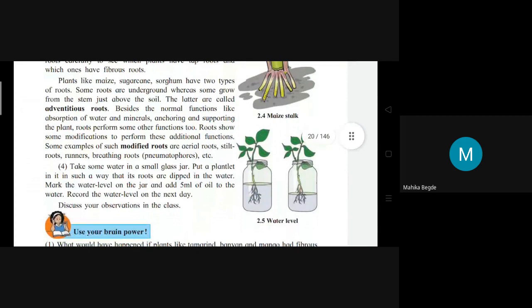Then we have learned about the adventitious roots also. What are the adventitious roots?